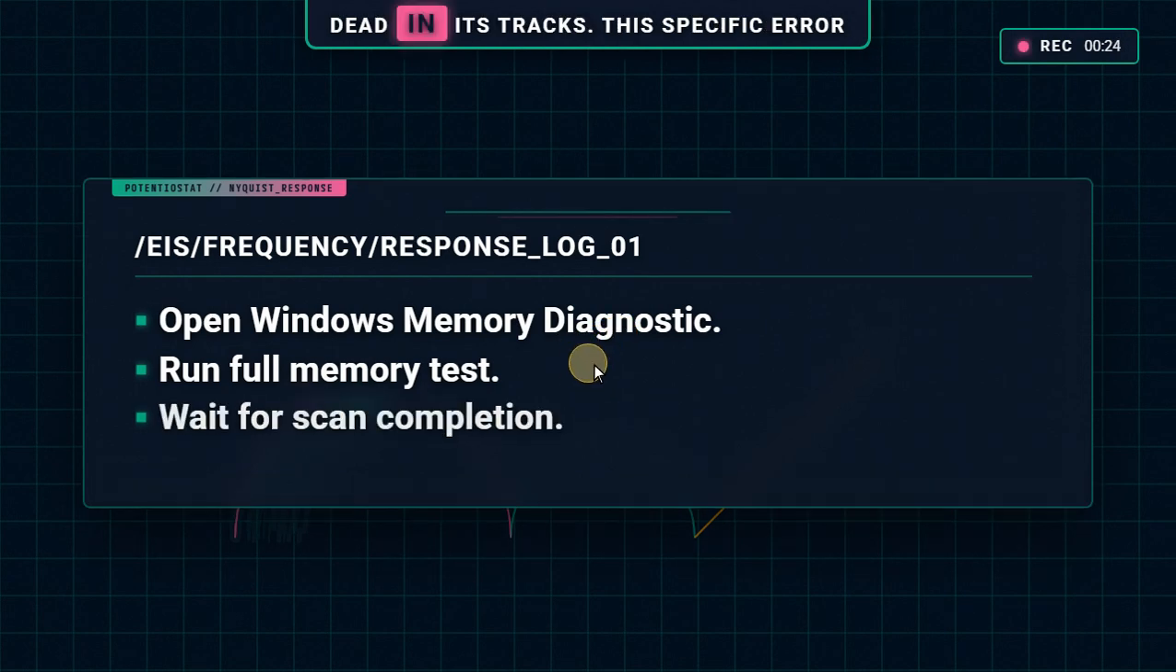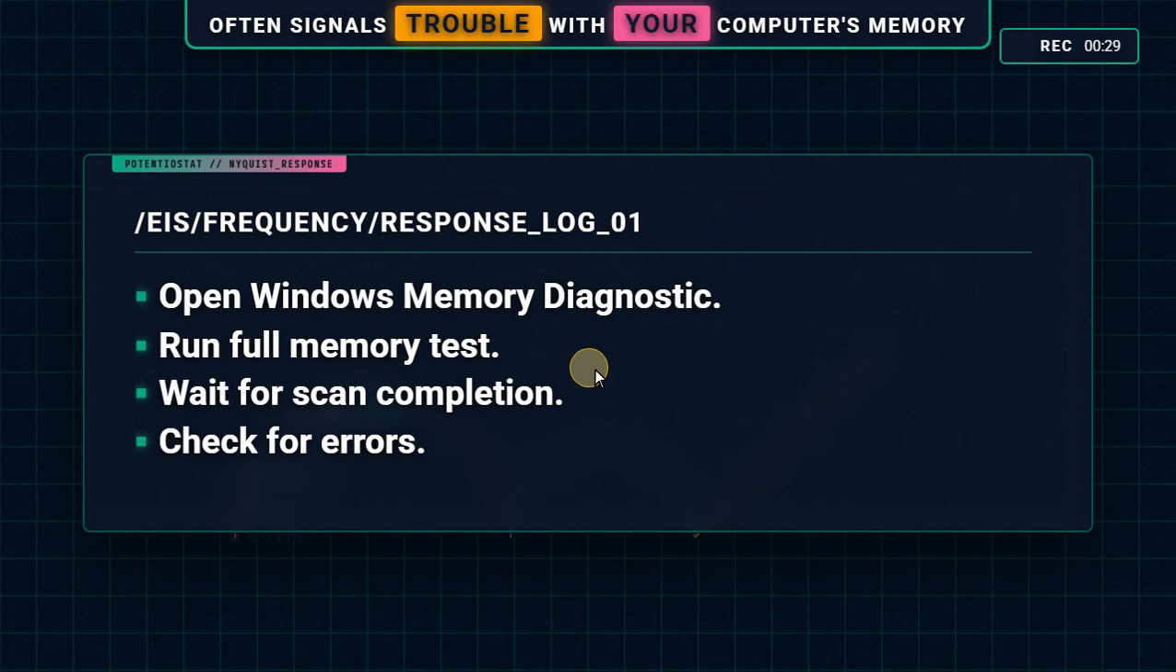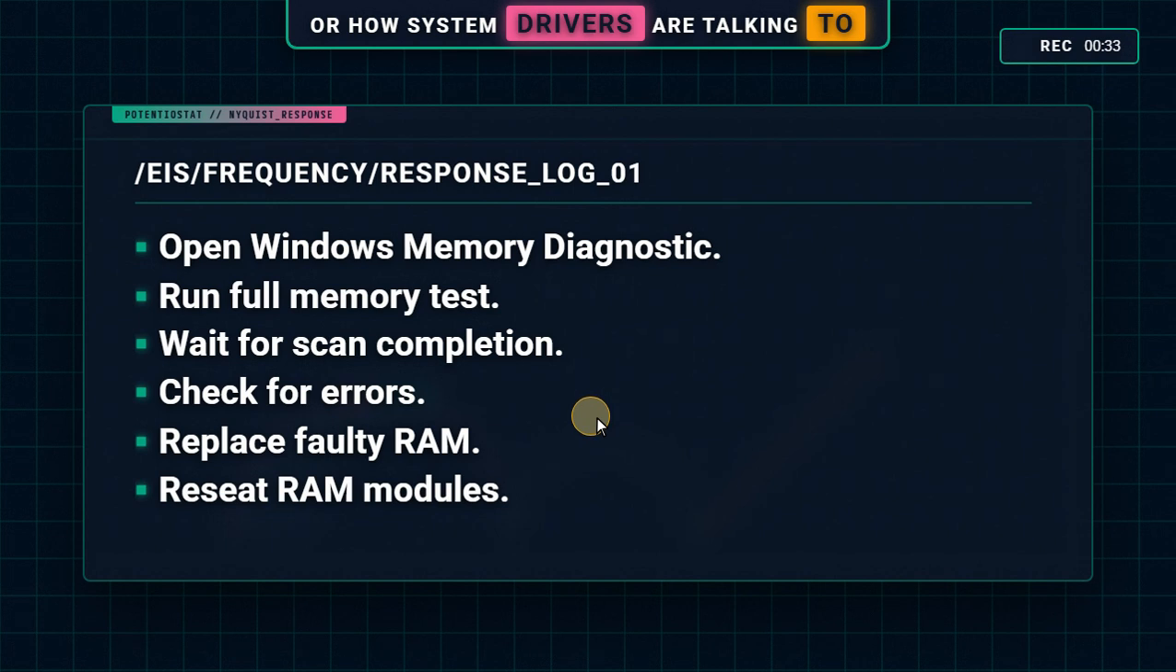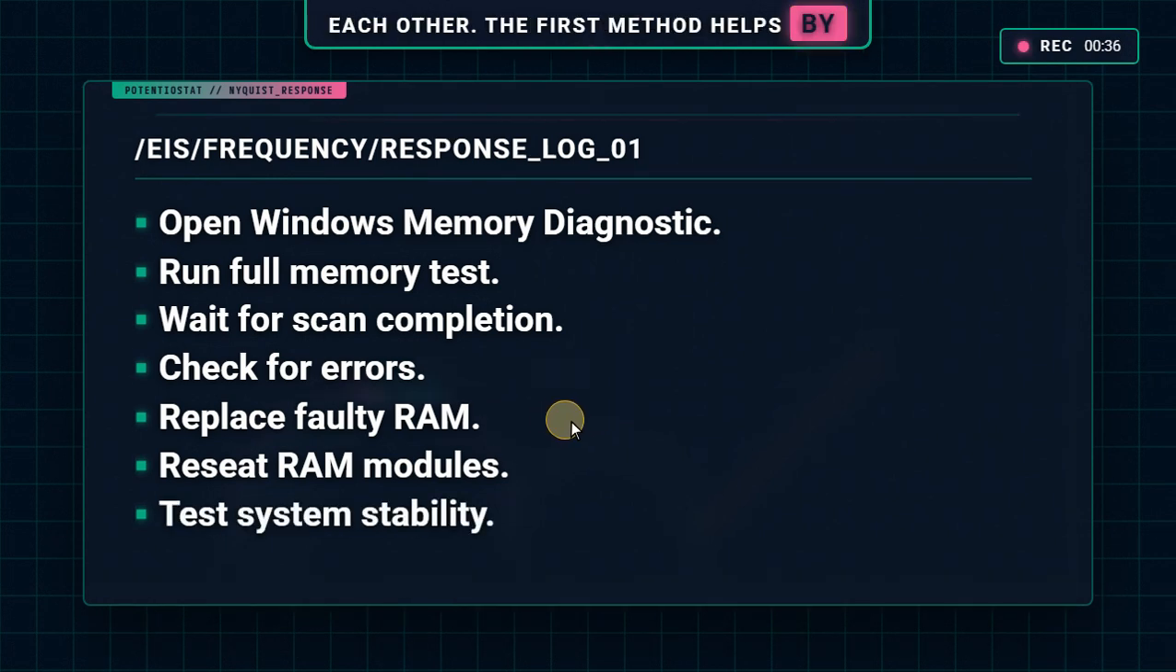Many users struggle with the Vgksys BSOD crash, a major headache that can stop your computer dead in its tracks. This specific error often signals trouble with your computer's memory or how system drivers are talking to each other.